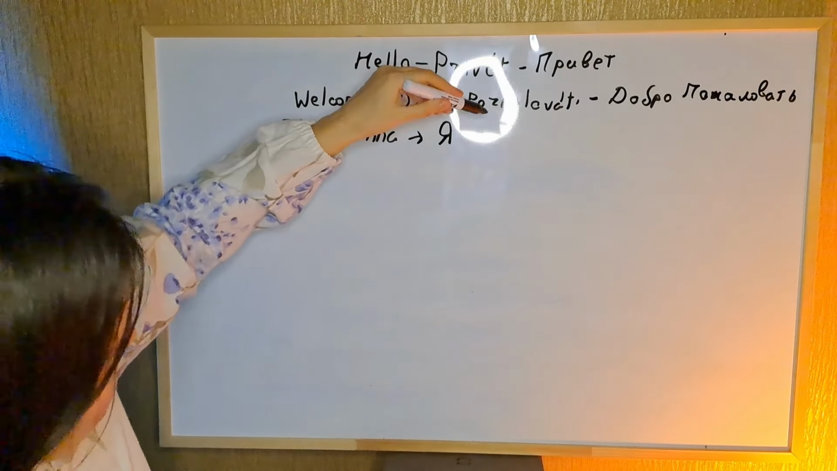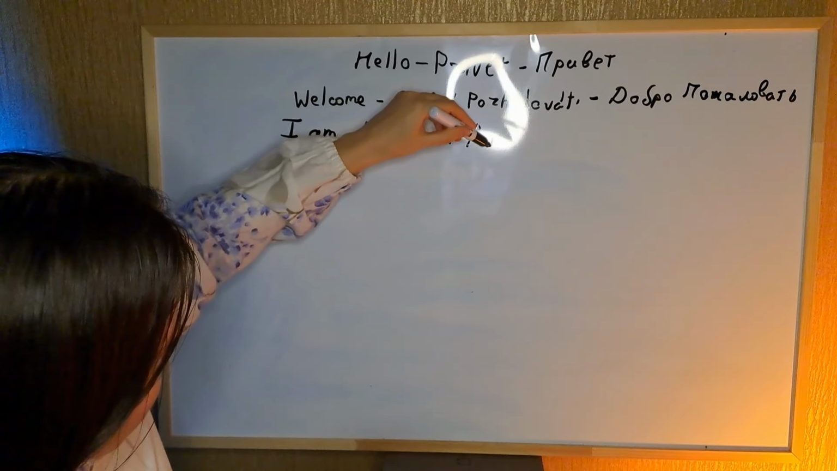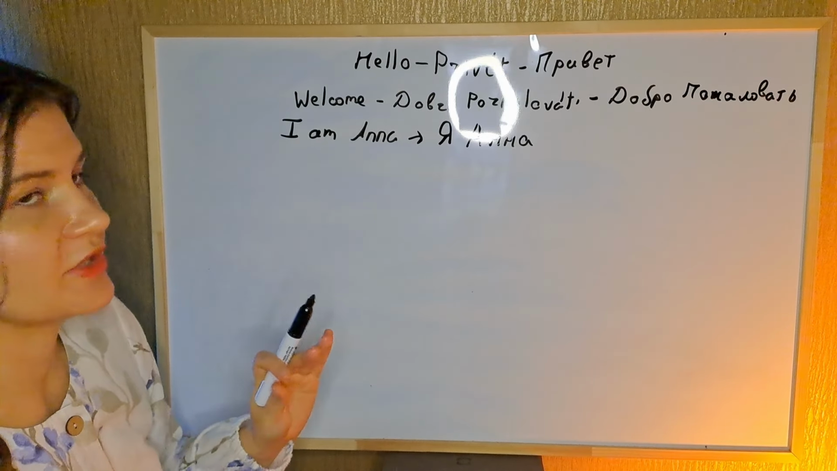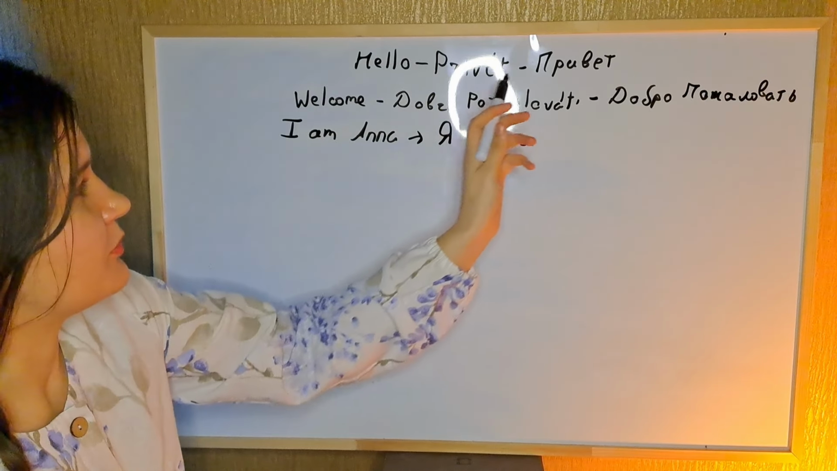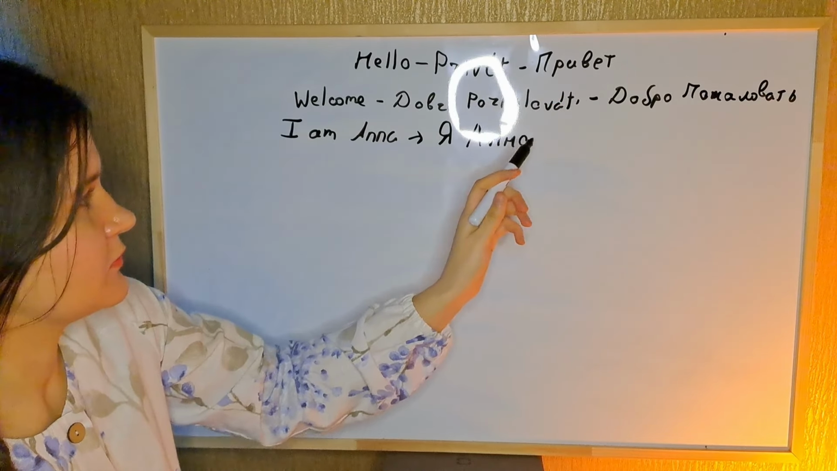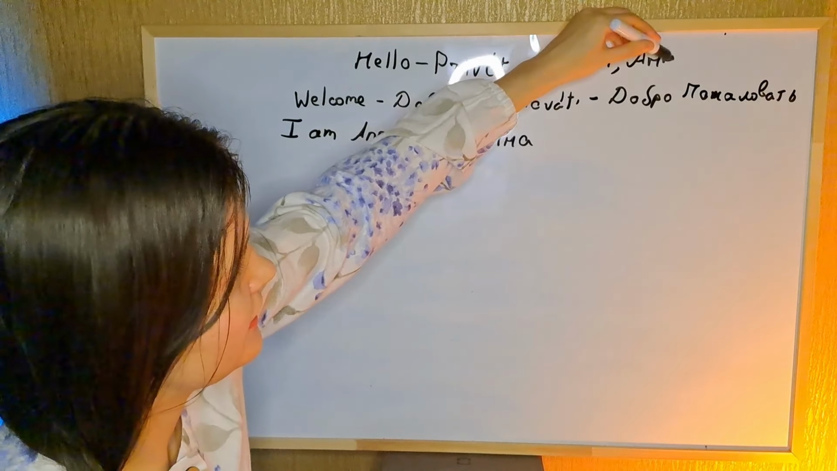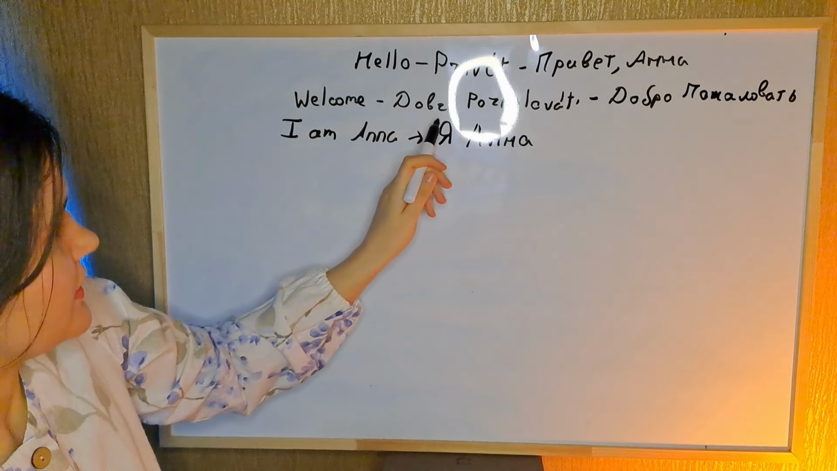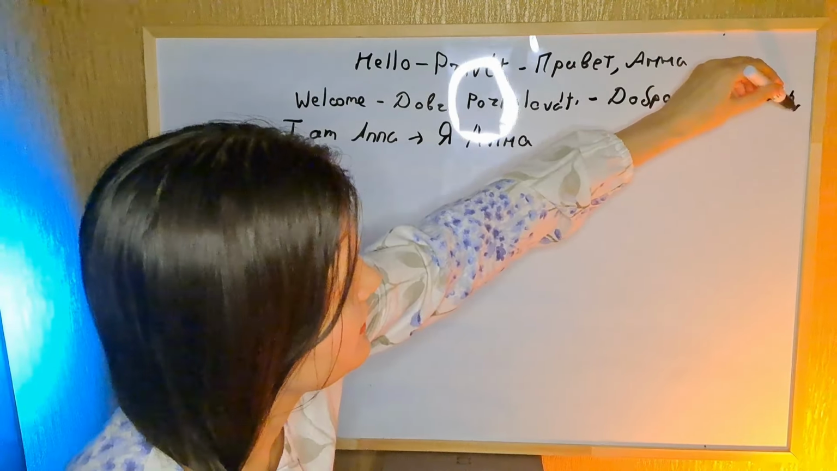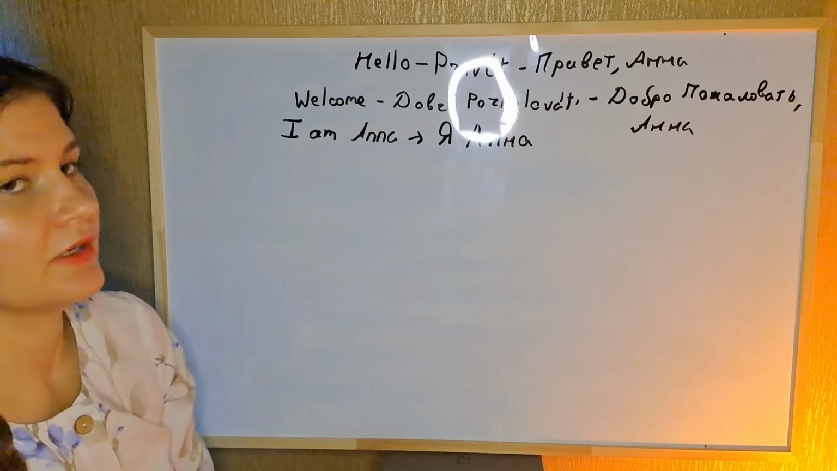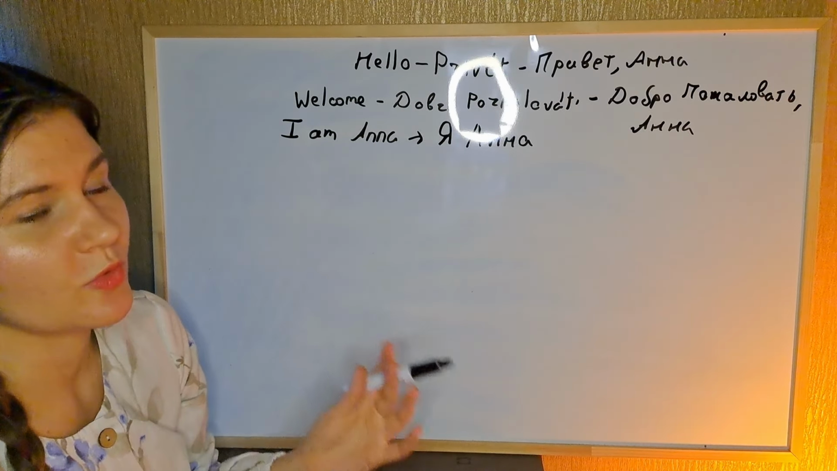Я. And let's write Anna. Anna. And if we want to say привет, Anna, so we just put comma and write Anna. Here we write добро пожаловать, Anna, like this.